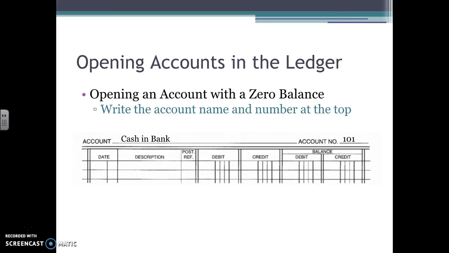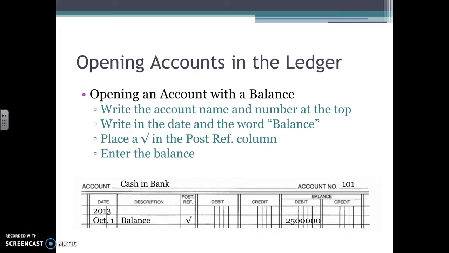Opening accounts in the ledger. Whenever a business first begins operating, it'll open all of its accounts with a zero balance. In order to do this, you first write the account name and the number at the top. So in this case, Cash and Bank, account number 101. Next, write the date and the word balance, place a check mark in the post reference column, and then finally enter the balance.